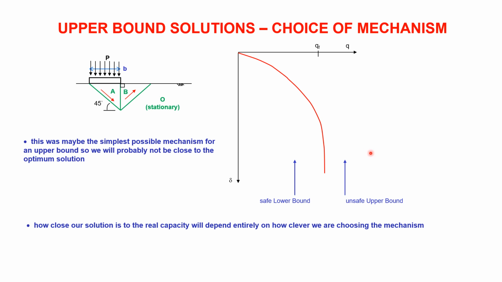How close we can get our unsafe upper bound to the real answer will depend on how clever we are with our mechanism. Of course, in reality, and you'll see this in one of my tutorials, we can use model testing with centrifuges to try to get the correct mechanism.